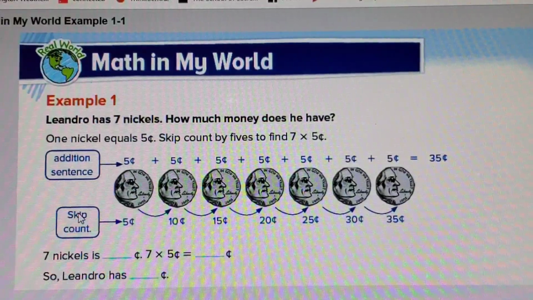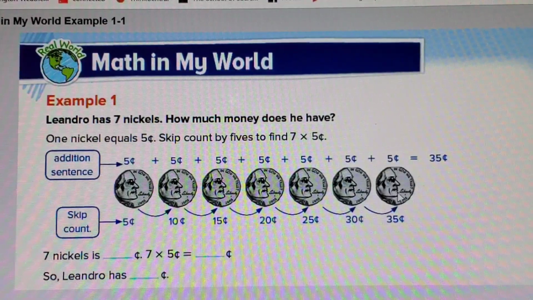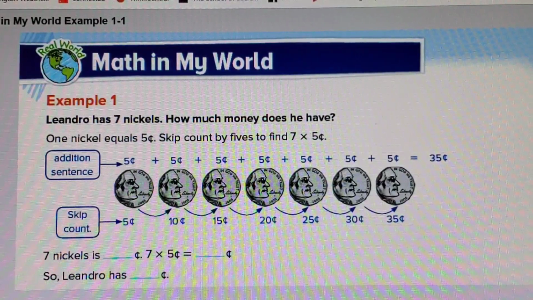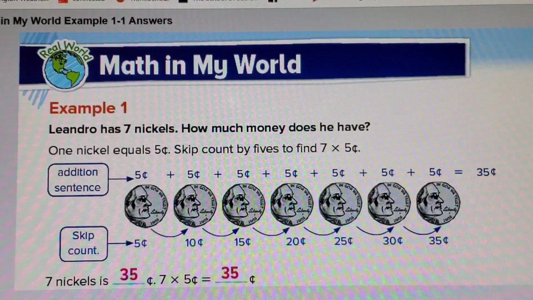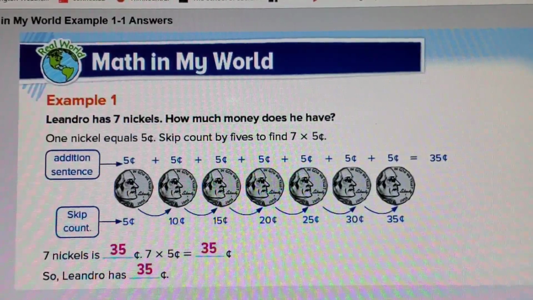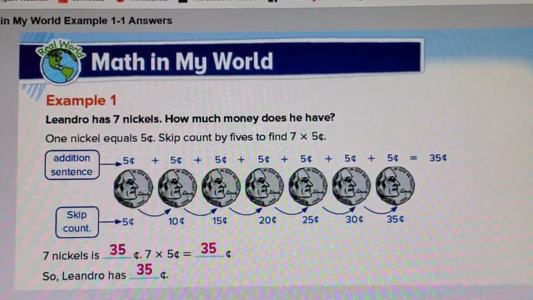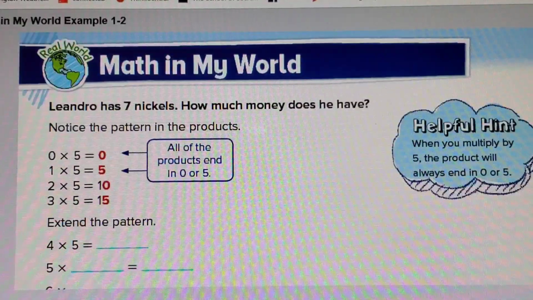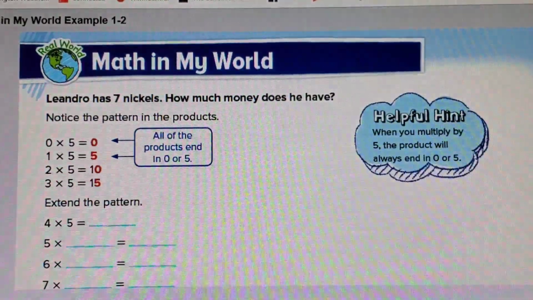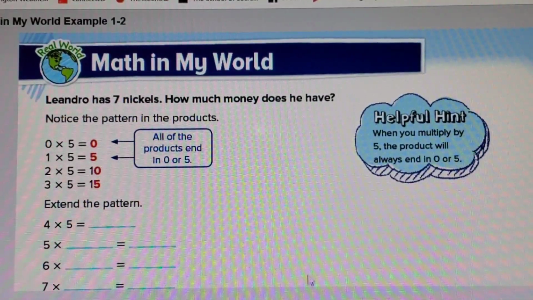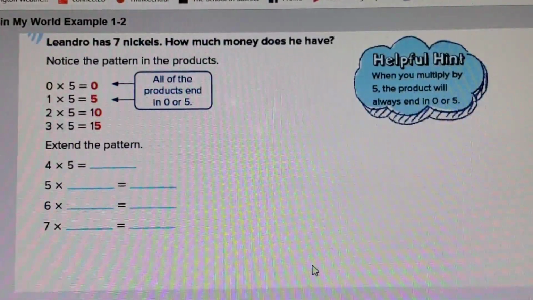You can also skip count 5, 10, 15, 20, 25, 30, 35 cents. 7 nickels is 35 cents. 7 times 5 equals 35 cents. So Leandro has 35 cents. Leandro has the 7 nickels, and this is what your answers should look like. Leandro has 7 nickels. How much money does he have?